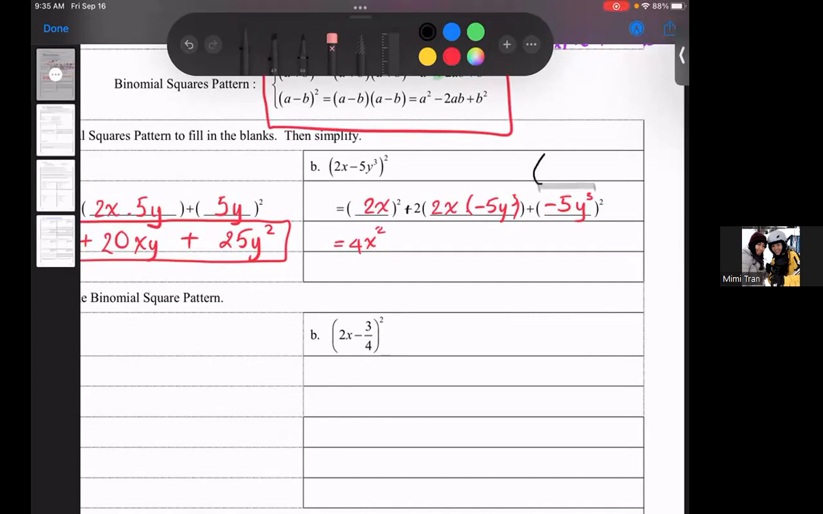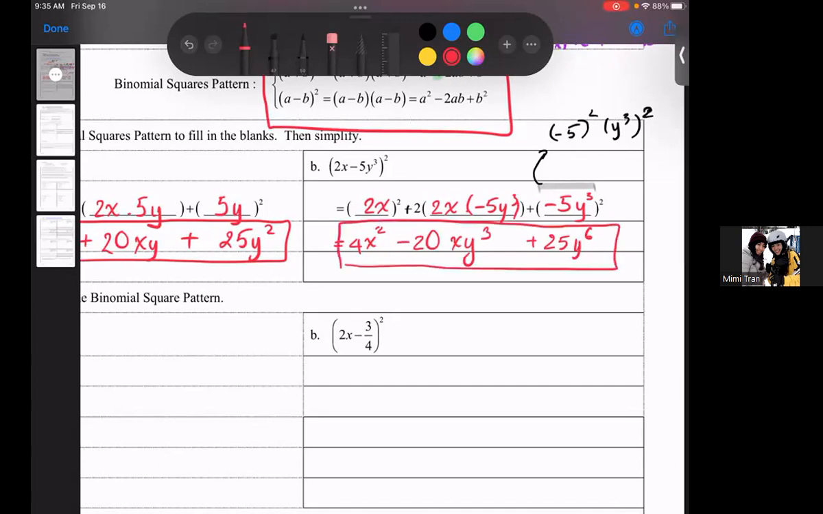Scrap work here. So that's negative 5 squared and then y cubed squared. Remember that? Y cubed squared. So negative 5 squared in parentheses will be positive 25, and then y cubed squared will be y to the 6. Thank you. And then the middle: 2 times 2 times negative 5 is negative 20, right? And then xy cubed. Again, if you don't like the pattern, you can always FOIL it.